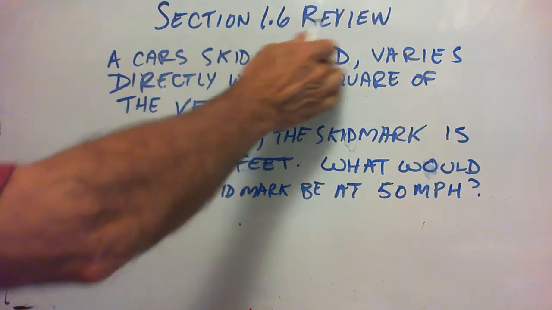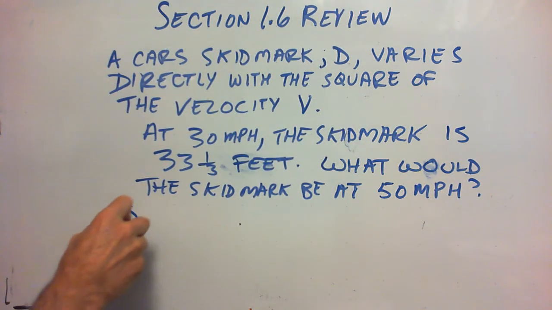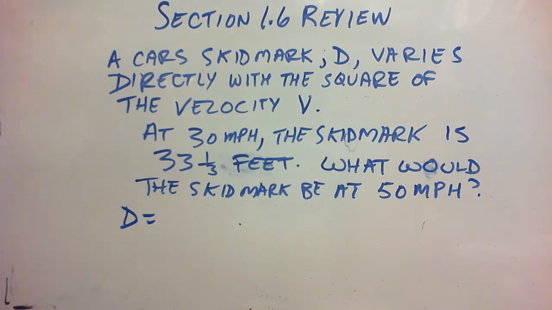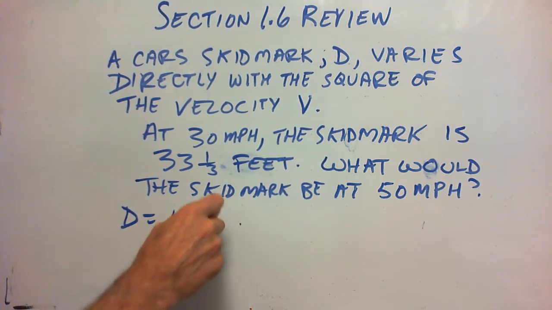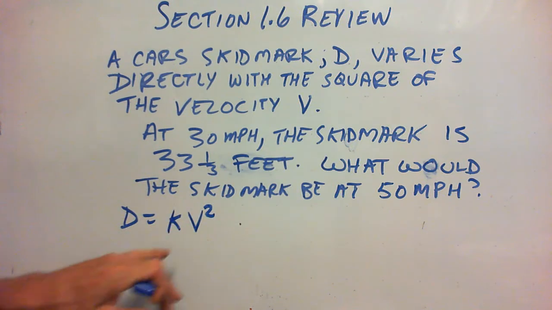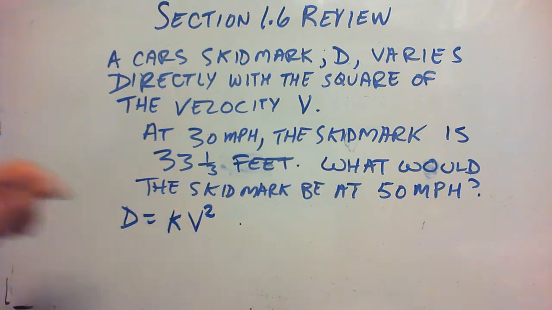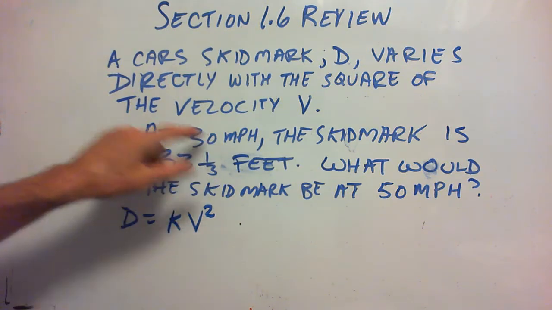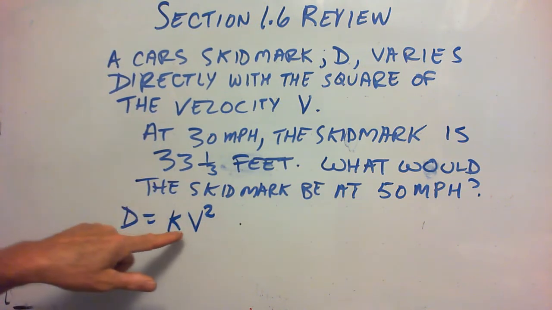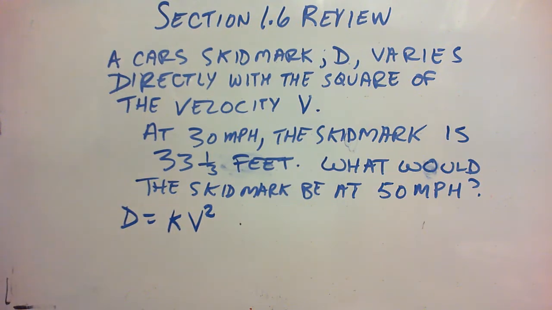Well, it says the skid mark D varies directly with the square of the velocity V. Now, if it were just directly with V, it would be kV, but it's not just directly with V, it's directly with V squared. So our model here is D equals kV squared. Now we use the given information to solve for that value K.